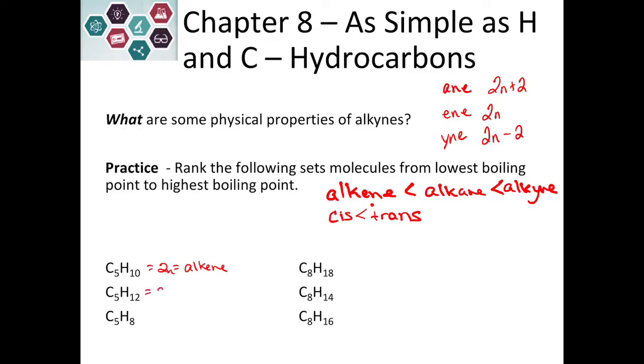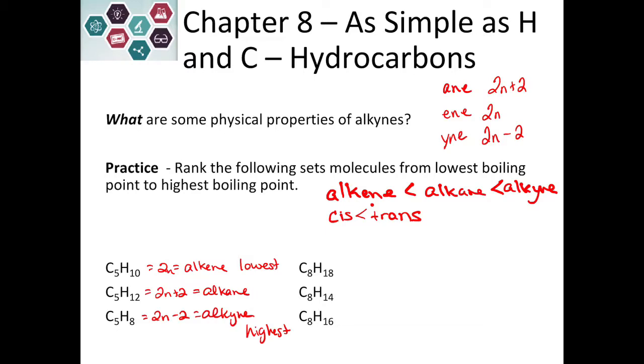5 to 12 is 2N plus 2, so that's an alkane. 5 to 8 is going to be 2N minus 2, so that's the alkyne. So now if we just rank these, the alkyne is going to be the highest, and the alkene is going to be the lowest. Go ahead and try this last example. See if you can figure out what is the alkane, alkene, and alkyne, and then rank the boiling points.